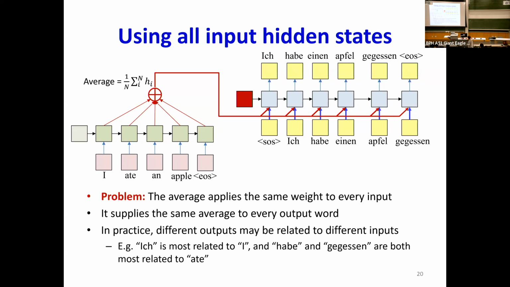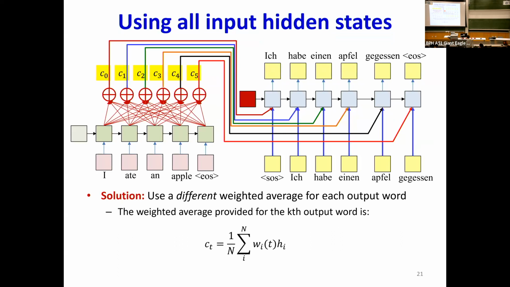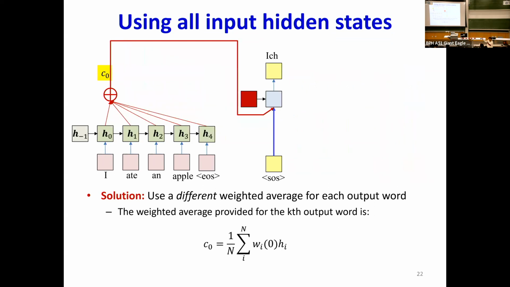So in this situation, what we would like to have is a different weighted average of the hidden states for each output word. So when you're generating the first word, ish, you're still going to be looking at an average of all of these hidden states. But it's actually going to be a weighted average, and this weighted average is going to be specific to the 0th output. The 0 in the parenthesis says that this is the set of weights that you will be using when you're generating the 0th output.